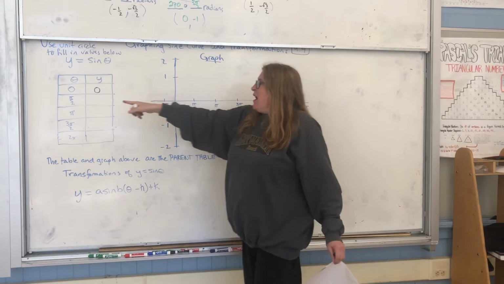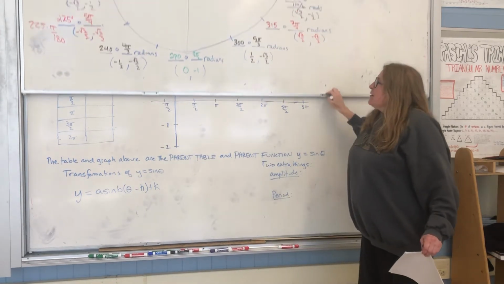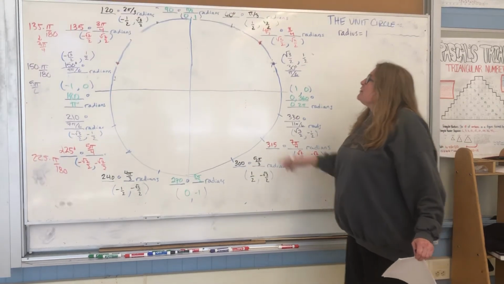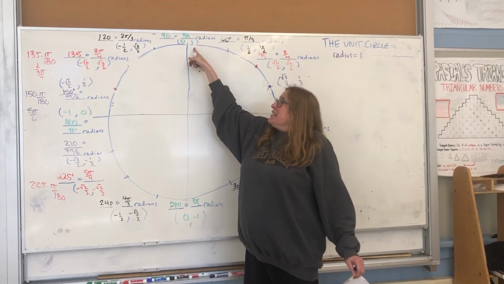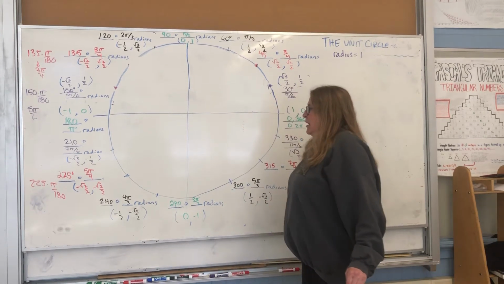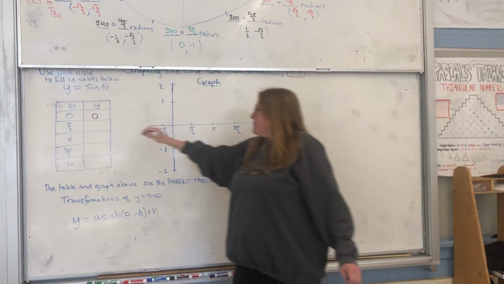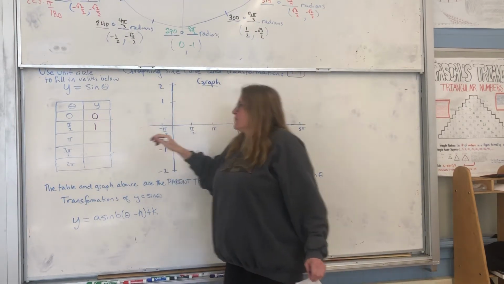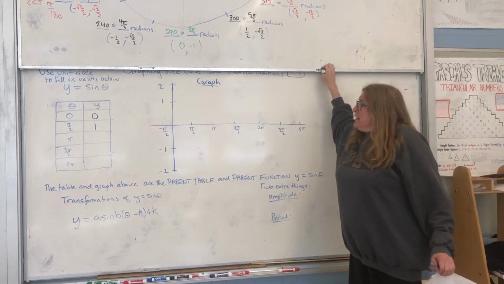So let's find pi over 2 on the unit circle. That's up here, pi over 2. What's the sine of pi over 2? Well, the sine is the y coordinate, so the sine of pi over 2 is 1. So I'm going to put a 1 right here. Sorry about all the moving up and down. Okay, let's go look at the sine of pi.